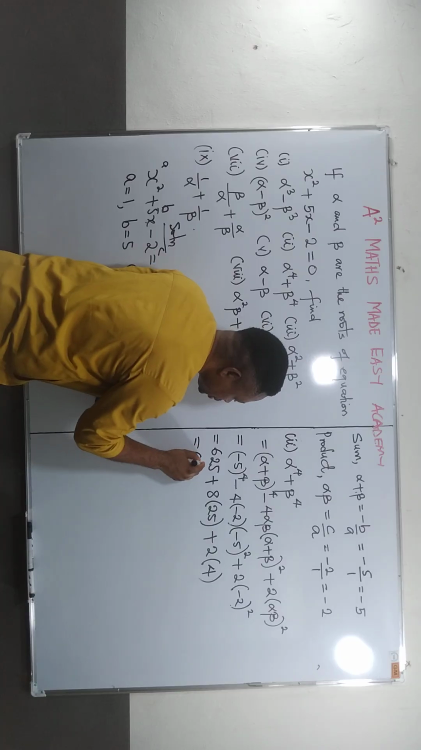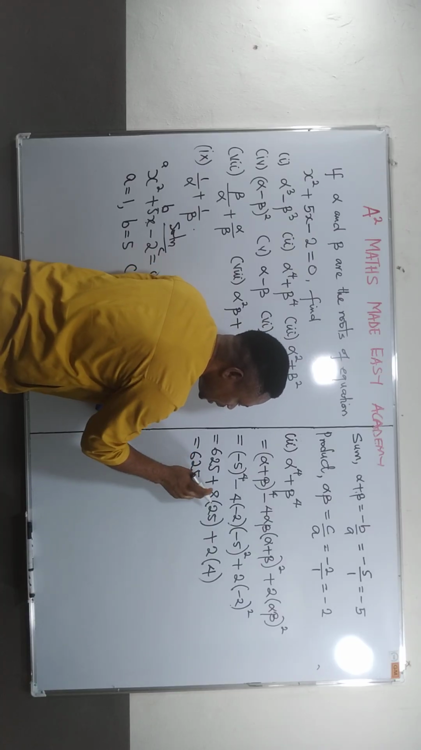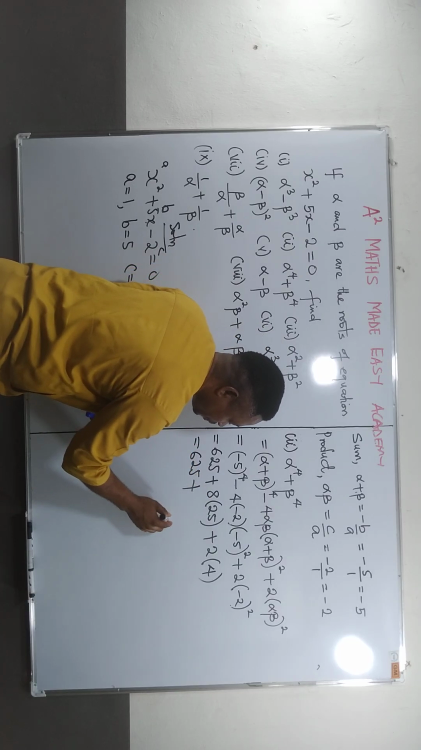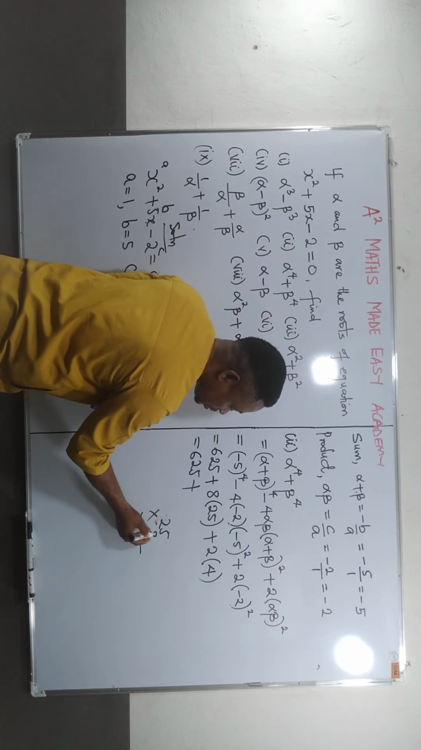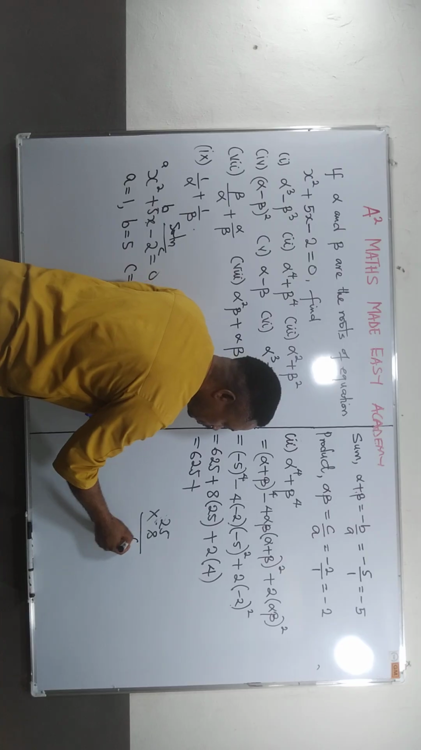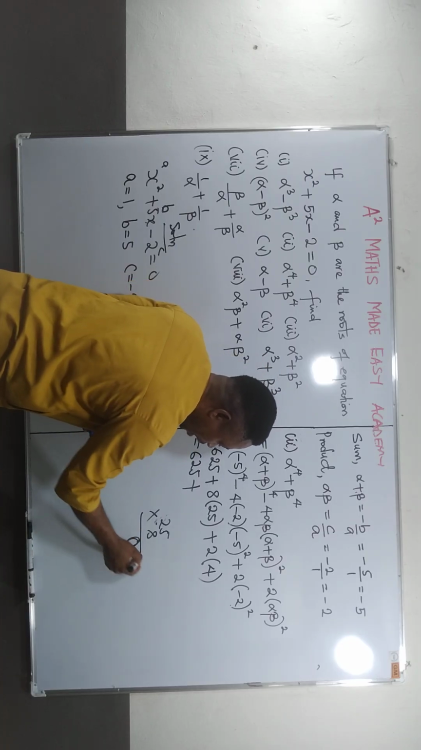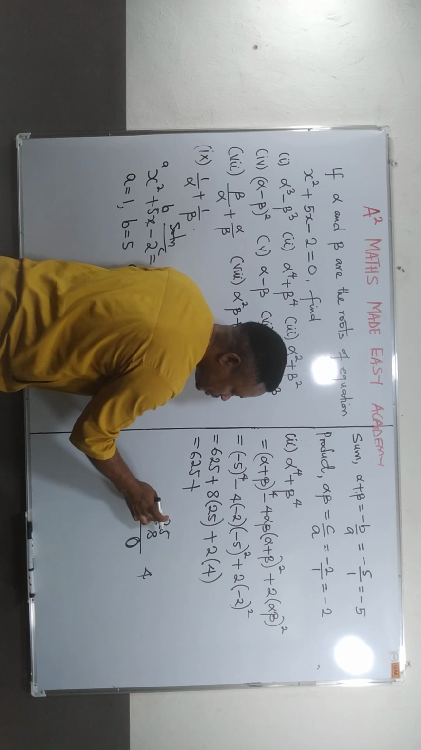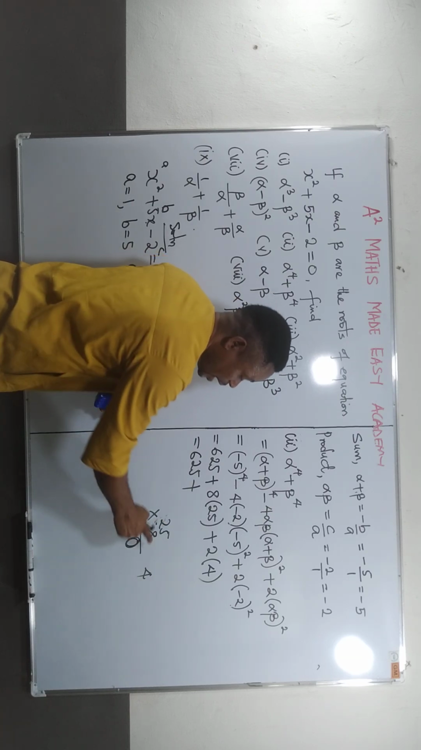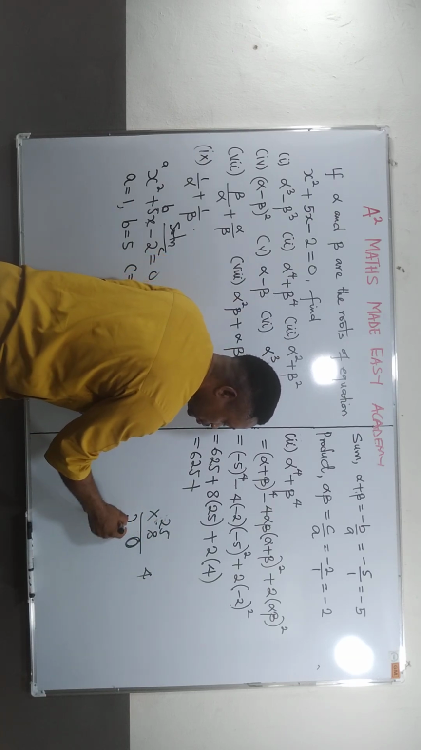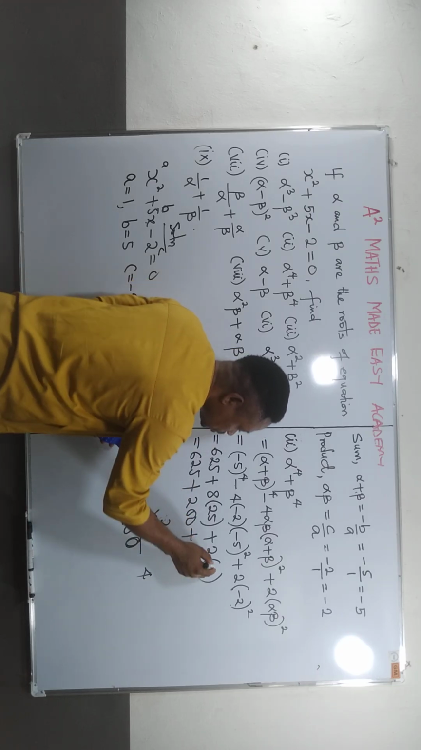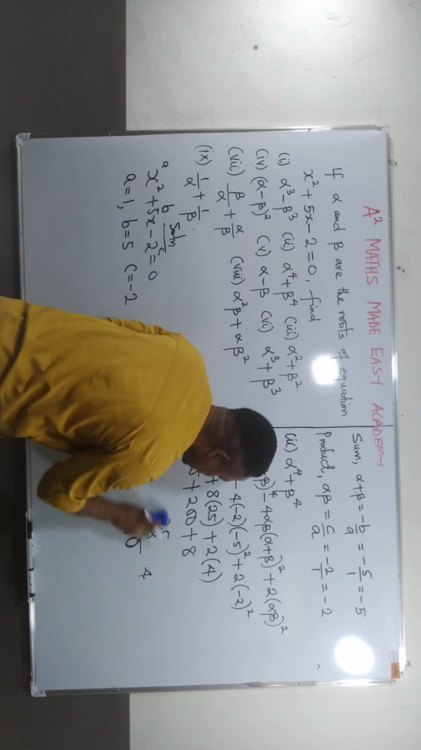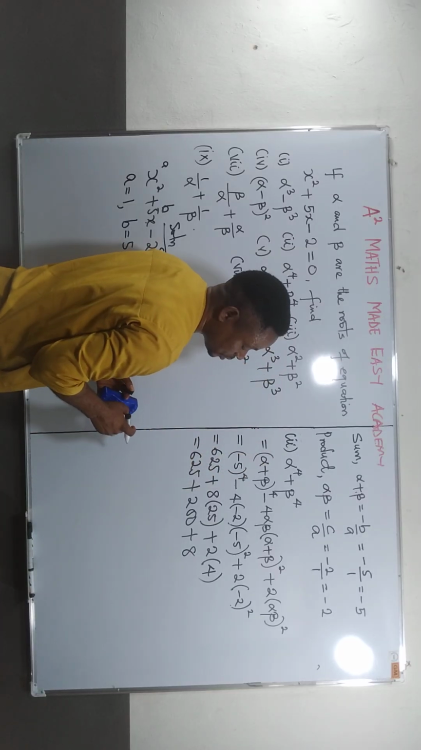Now here we are. Can we say this is 625? Plus, then let's multiply this. 25 times 8. Watch. 8 times 5 will give us 40. Put 4, put 0, carry 4. Then 8 times 2 will give us 16. And 16 plus 4 will give us 20. So this one is 200. Then plus 2 times 4 is 8.